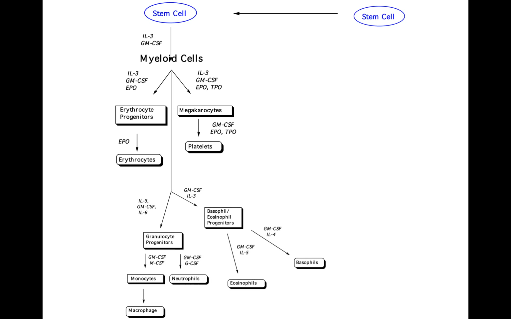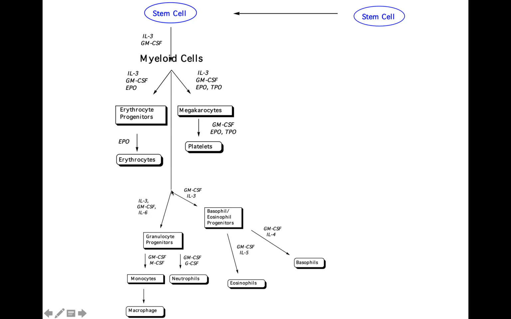Now, in the presence of different combinations, for example, IL-3, GM-CSF, and IL-6, you'll form granulocyte progenitors, which leads to neutrophils or monocytes, given whether it's either granulocyte CSF or monocyte CSF, and then on to macrophages.